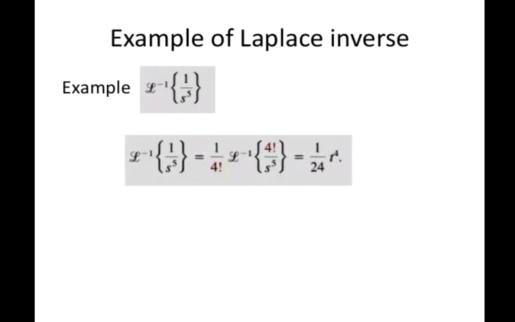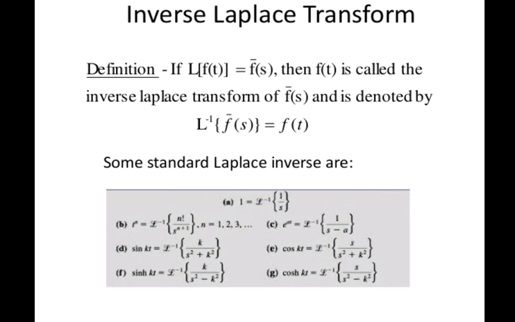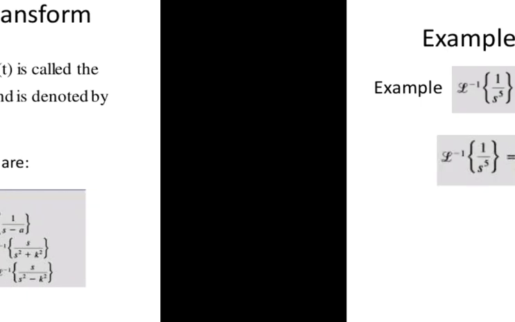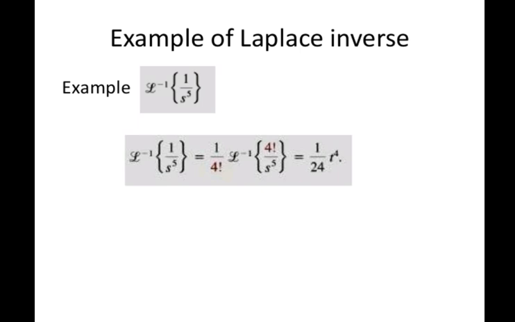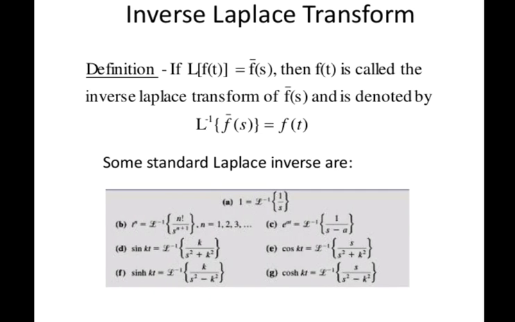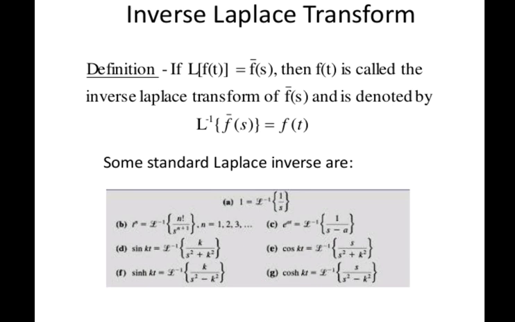Example of Laplace inverse. L inverse of 1 upon s to the power 5 equals 1 upon 4 factorial L inverse 4 factorial upon s to the power 5, and after solving we get this. So here we are using this formula, t to the power n. Clear?